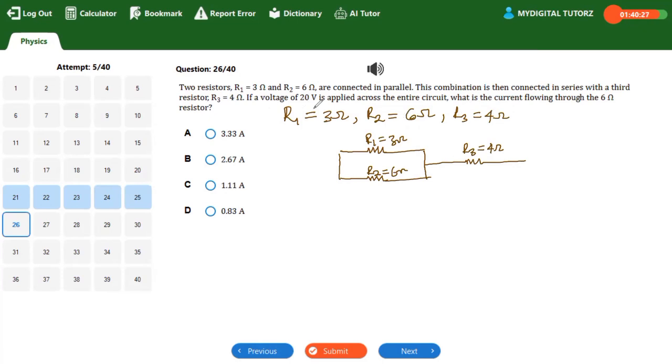So if a voltage of 20 volts is applied across the entire circuit, what is the current flowing? We're looking for the current I. The first thing to do is to find the effective resistance of these two resistors. How do we achieve that?